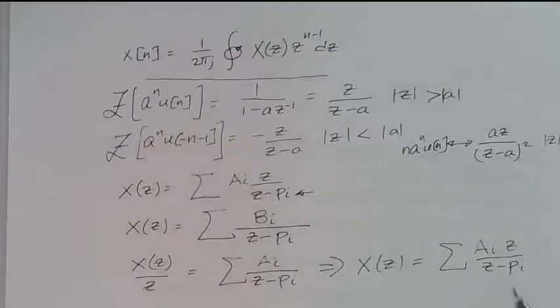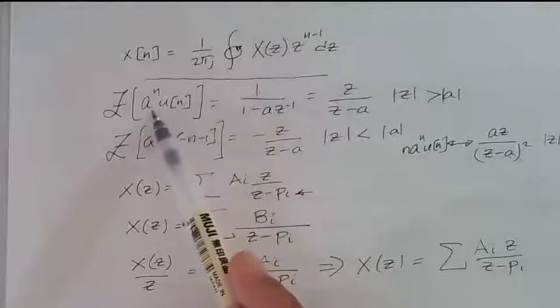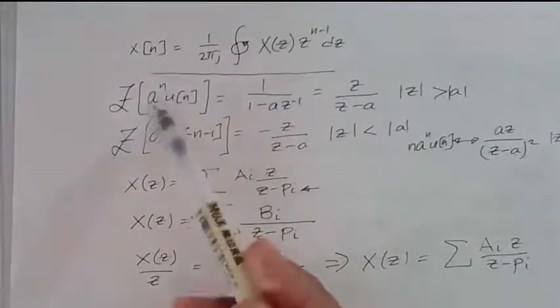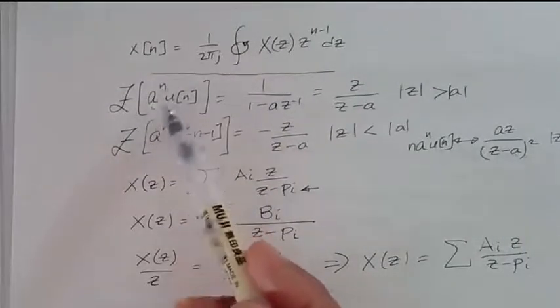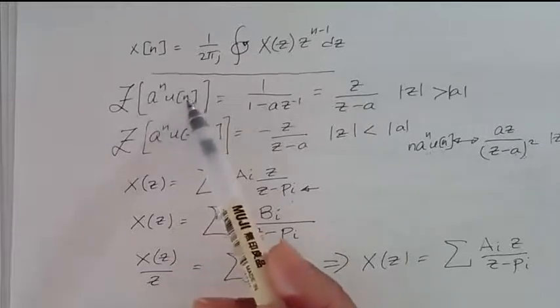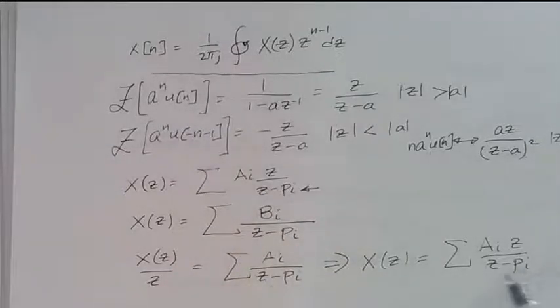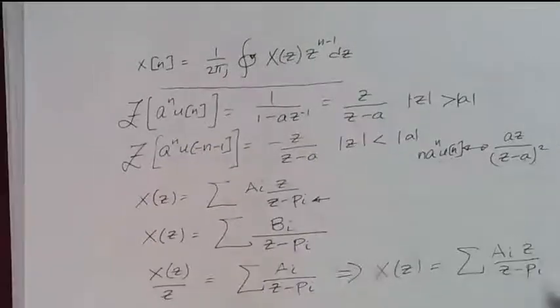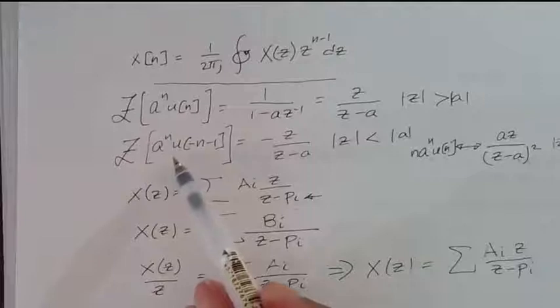So if the region of convergence for a particular term, say for p1, is that magnitude of z is greater than p1, corresponding to that I get an inverse z transform, which is A1 times p1 to the n u of n. If I have, say, the next one, z minus p2, and the region of convergence is something which is magnitude of z less than p2, then I would just use this template.